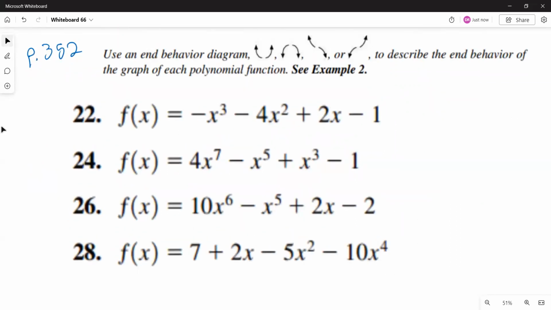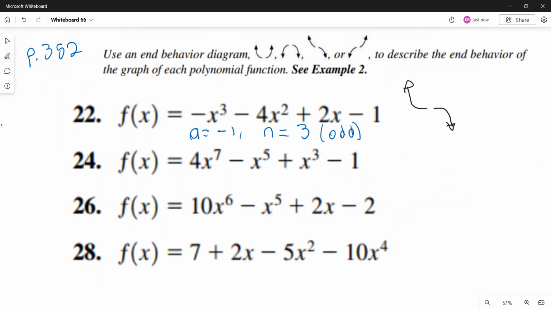Okay, let's start with number 22. So the leading coefficient is -1, and the degree of the polynomial is 3. So that's odd degree with negative leading coefficient. The corresponding diagram will be this. It's going to be rising to the left and falling to the right.